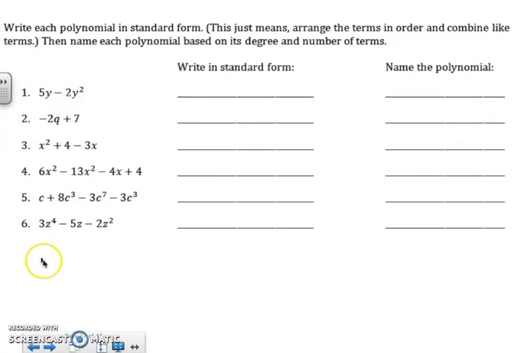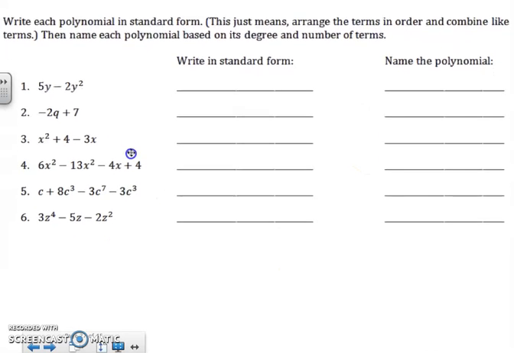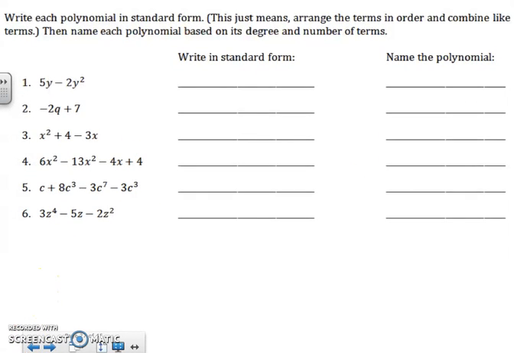So I want you guys to try these on your own. So try 1 through 6. I want you to combine like terms and write it in standard form, and then give me the name of the polynomial. So press pause, and we'll go over the answers.